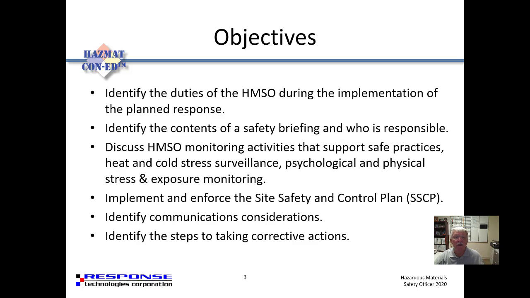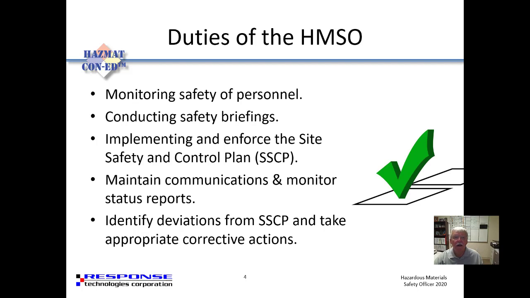In order to do that, we're going to identify the duties of the HMSO during the implementation of the response plan. We're going to identify the contents of a safety briefing and who is responsible for doing that safety briefing. We're going to discuss the monitoring activities that the hazmat safety officer is going to use to monitor the operations and ensure that the site safety control plan is followed. We're going to identify communications considerations, and we're going to talk about taking corrective actions for those situations that require it.